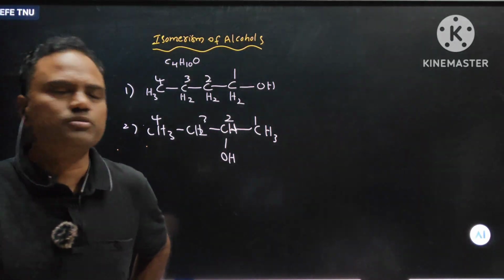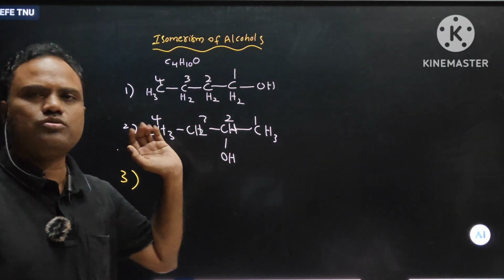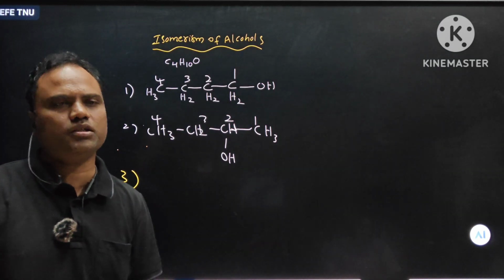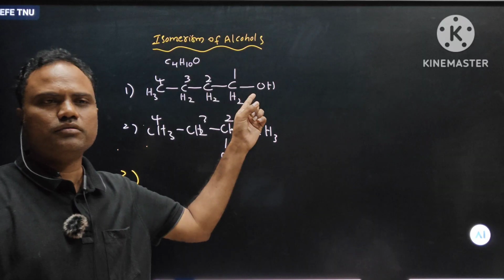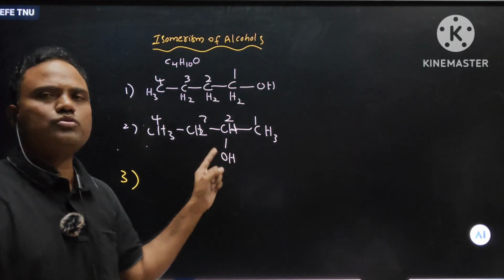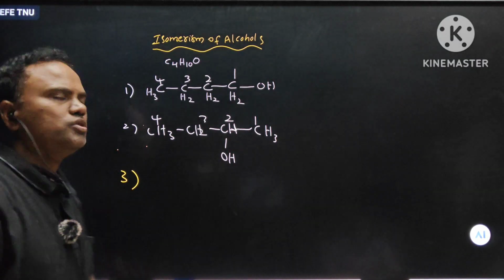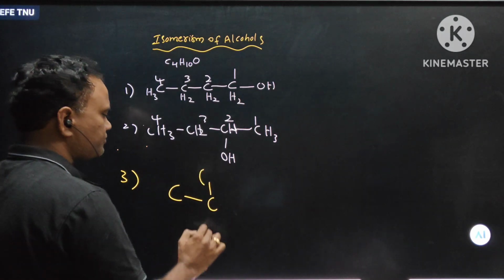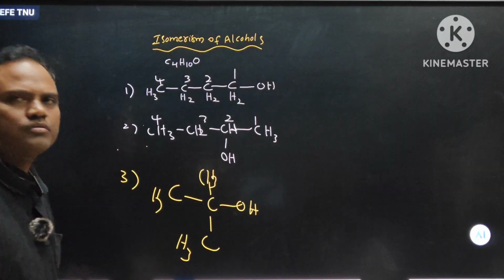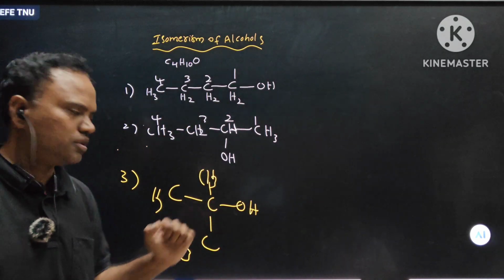Third possibility. See, this is 1 degree alcohol. This is 2 degree alcohol. We can write 3 degree also. Based on the degree also, we can write another one. Why is it 1 degree? OH is connected to a 1 degree carbon. This is 2 degree because OH is connected to a 2 degree carbon; the middle carbon is connected to 2 carbons. So you can write the third one, 3 degree. Tertiary butyl alcohol. For this formula, up to now 3 are over.